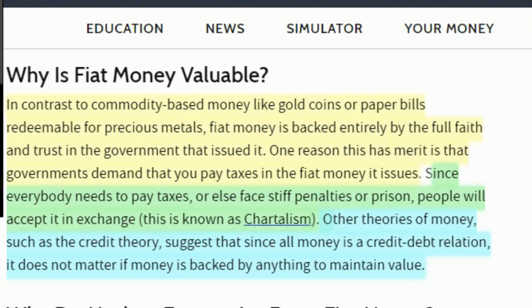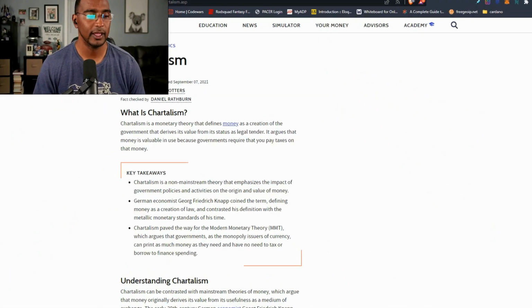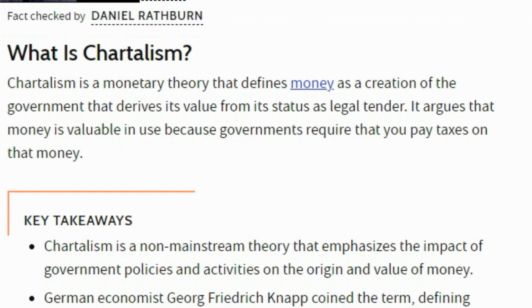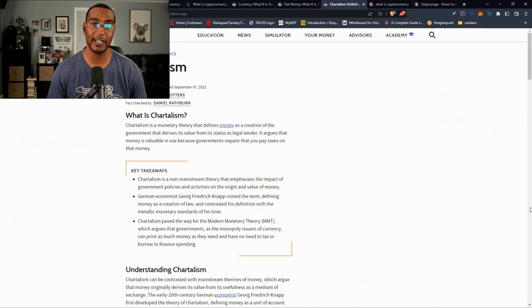One reason that it has merit is that governments demand that you pay taxes in the fiat money it issues. Since everybody needs to pay taxes or else face stiff penalties or prison, people will accept it in exchange, known as chartalism. So let's look up chartalism. Chartalism is a monetary theory that defines money as a creation of the government that derives its value from its status as legal tender. It argues that money is valuable in use because government requires that you pay taxes on that money. Okay, so now we understand what chartalism is.